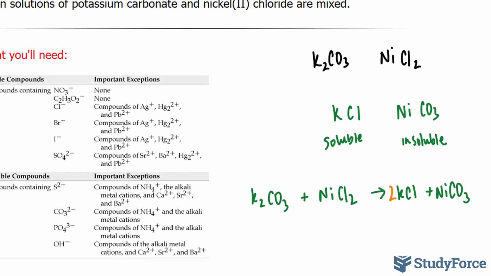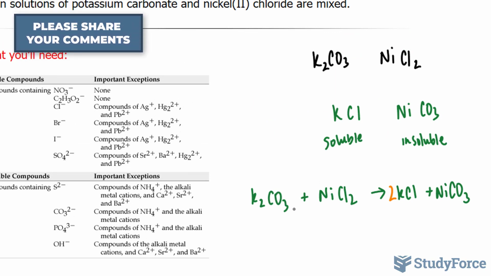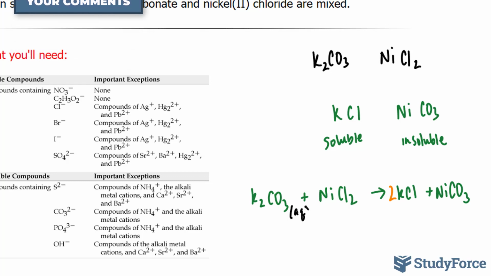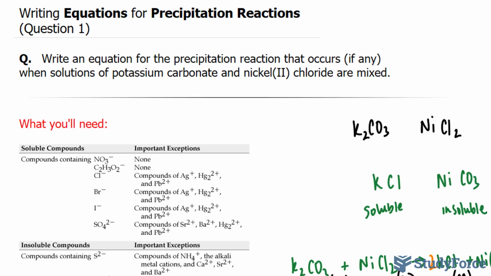Also, to conclude, we should include the state of each compound. This was soluble, so we'll write down AQ. This was insoluble, so that's our solid, and we'll write down AQ here as well. And there you have it. That is how to write equations for precipitation reactions.